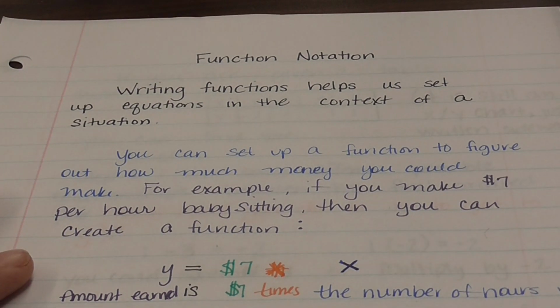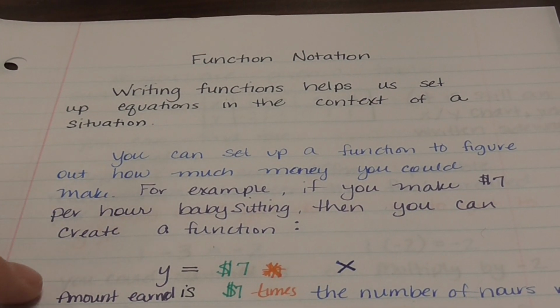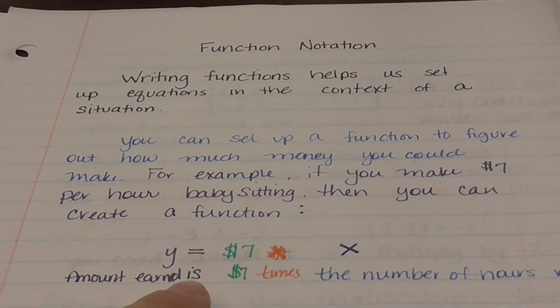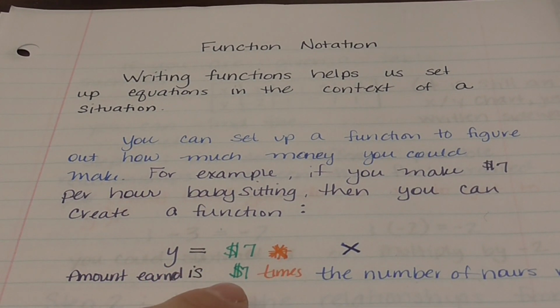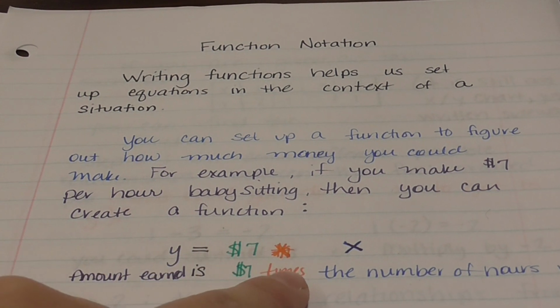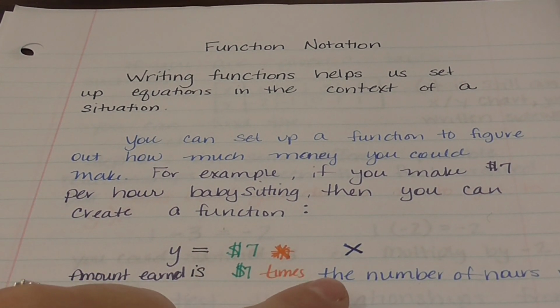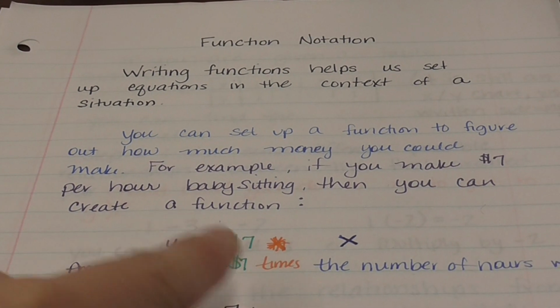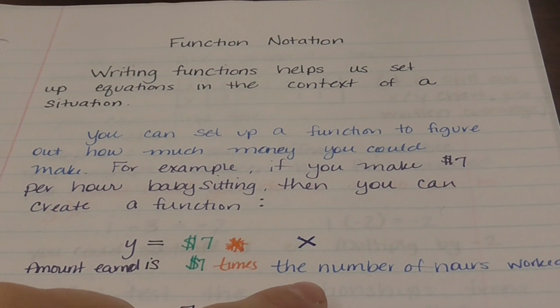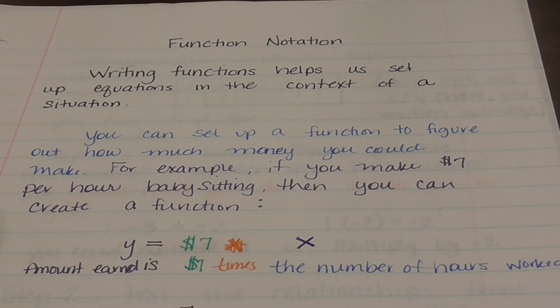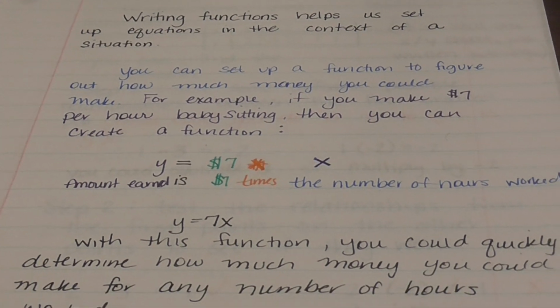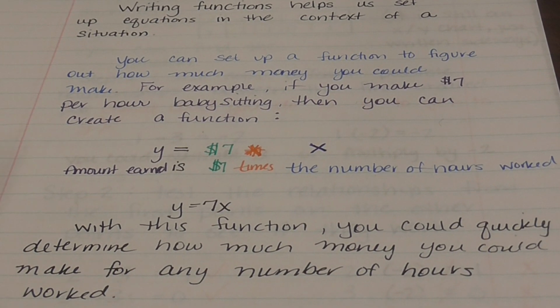So y equals $7 times x, where the amount earned is y, $7 is still $7, times the number of hours that you work. So your amount earned is always going to be $7 per hour you work. Alright? So your function ends up being y equals 7x. With this function you can quickly determine how much money you could make for any number of hours.